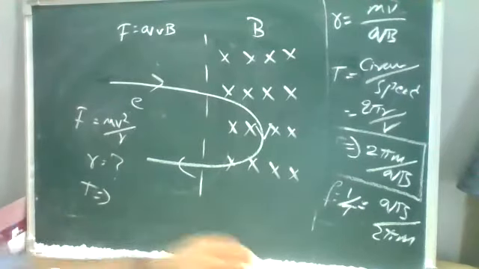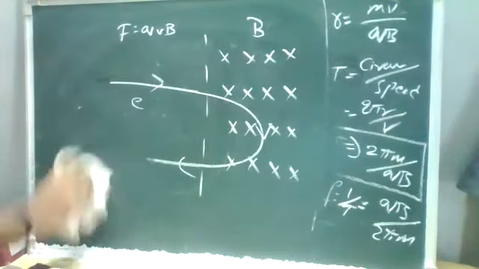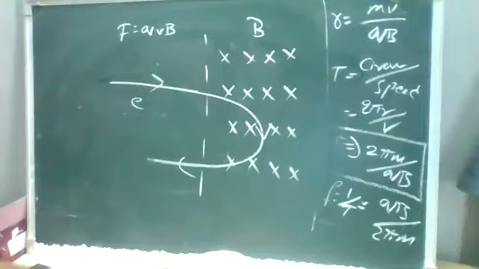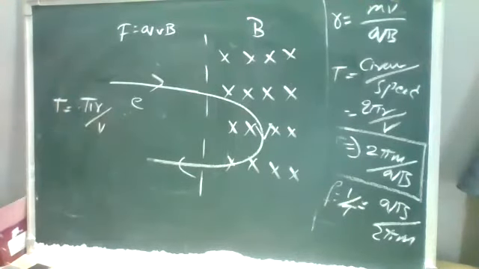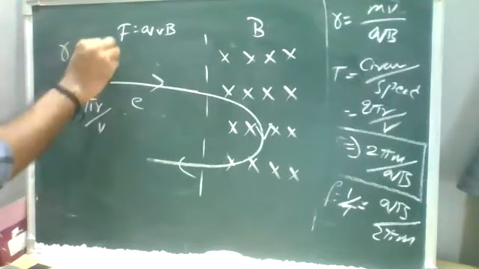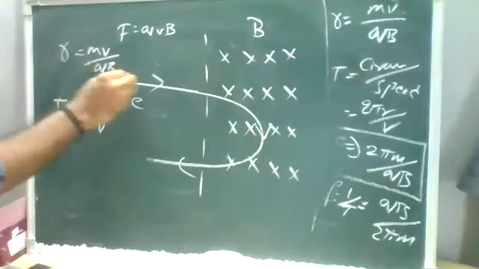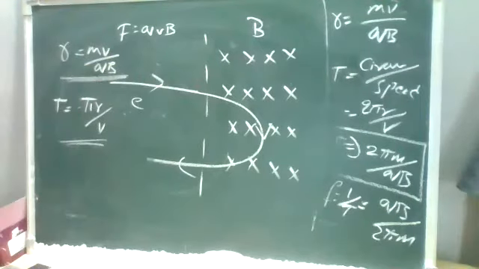So the time period relation is t is equal to, instead of 2 pi, the full circumference, for the half semicircle, t is equal to pi r by v. It is your time period. Radius is equal to mv by qB. So try to find the radius.